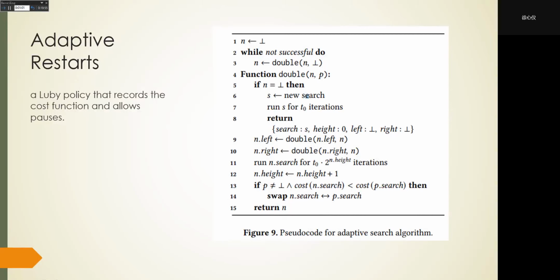We need to mention that the adaptive restart strategy introduced the cost function into the Luby function. So if the cost of the child is actually lower than the cost of the parent, then the program of the child will be swapped with the program of the parent. Since the parent always is distributed more time, we need to run the cheaper program with a longer time, so we swap the programs.